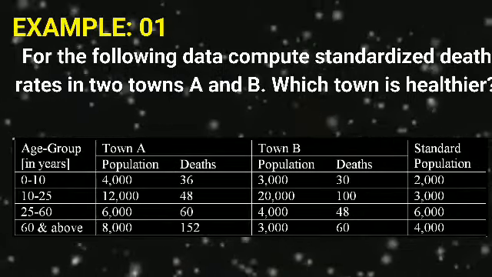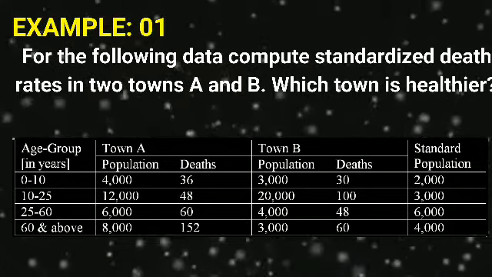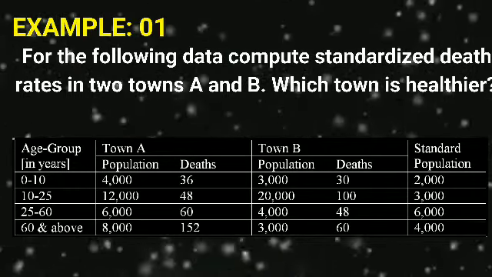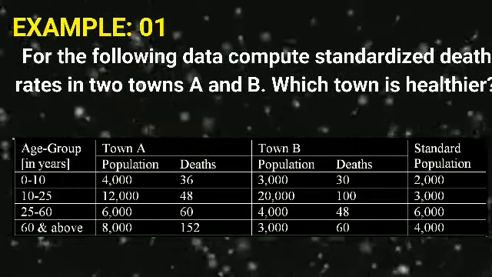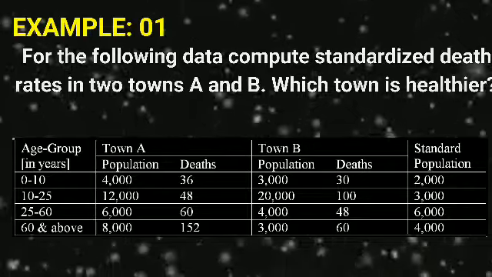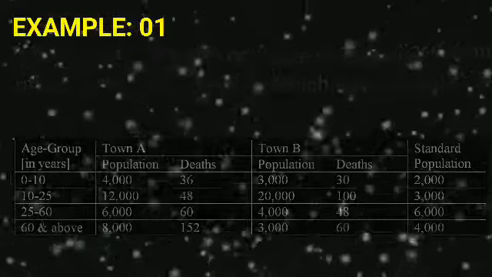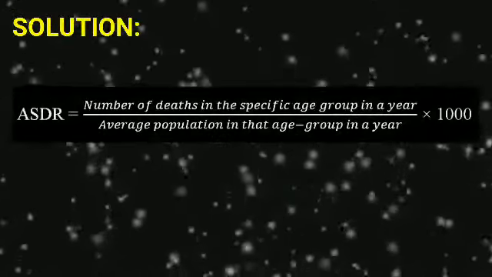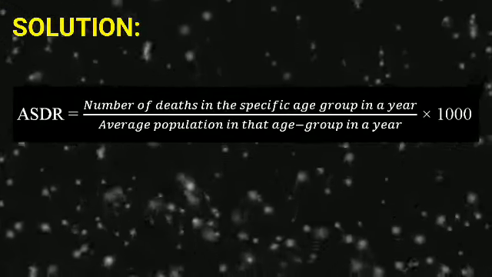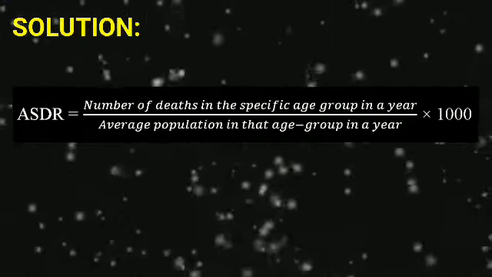Now in order to proceed, as we all know, the first step in the computation of STDR is to find all the ASDR values for both the towns A and B. Since there are two different towns, you should find STDR for the first town, and even for the second town. Since STDR is based on the ASDR value, first write the ASDR formula in the solution part. So, solution: ASDR equals number of deaths in the specific age group in a year divided by average population in that age group in a year, multiplied by 1000.